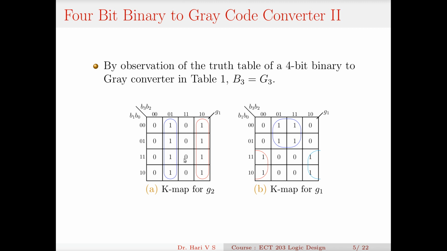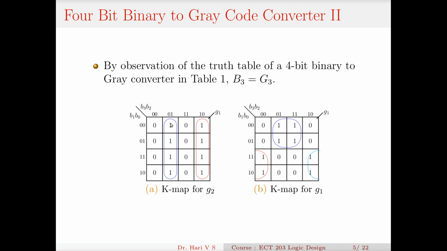Now you can see what the minterm is corresponding to these two quads. There are no octets in this. There are no pairs either. Only quads are there, that is a group of 4. So this I can write as a quad, 1, 1, 1, 1. This is a quad.